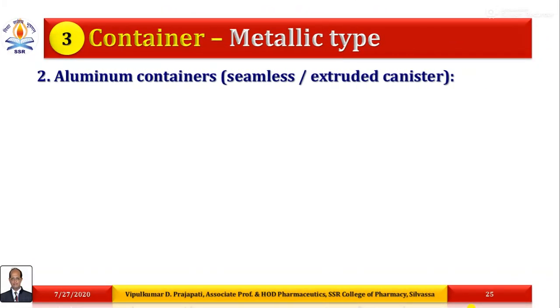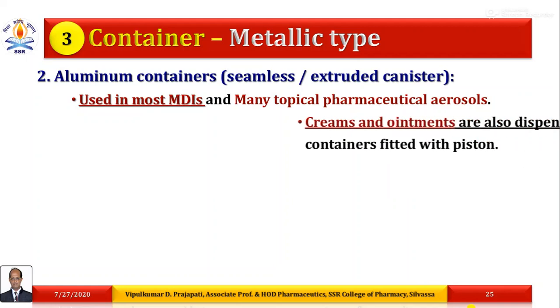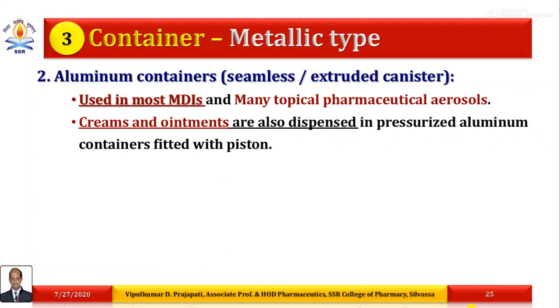Second type of metallic container, aluminum containers. They are seamless or extruded canisters. Used in most of the metered-dose inhalers, pharmaceutical preparations, and many topical pharmaceutical aerosols. Creams and ointments are also dispensed in pressurized aluminum containers fitted with a piston.